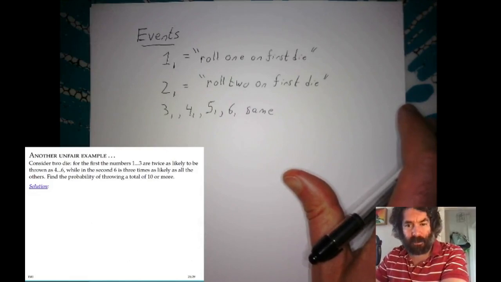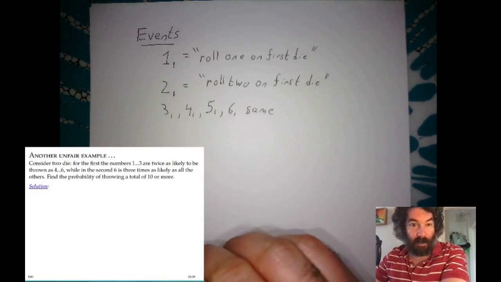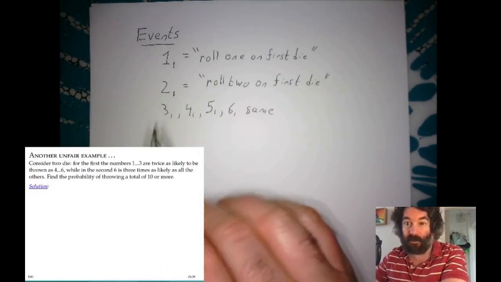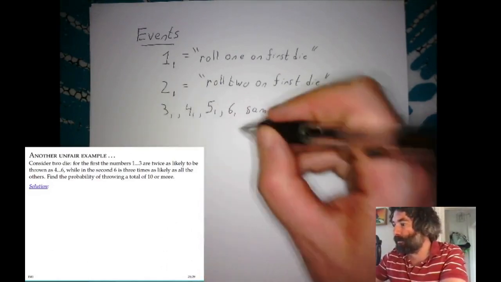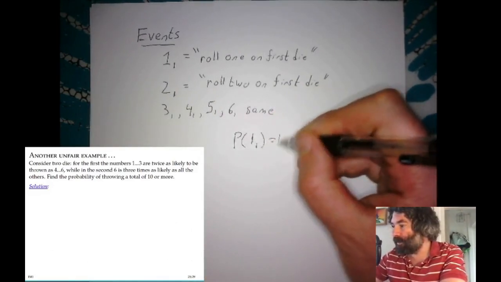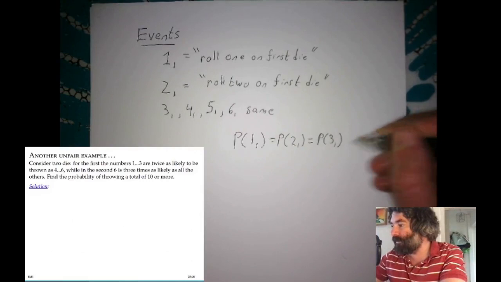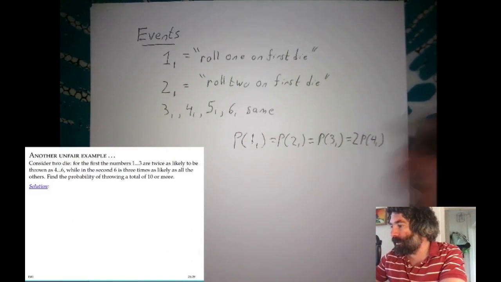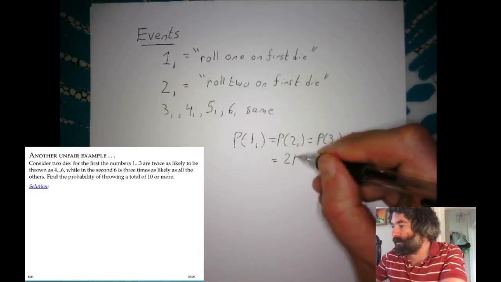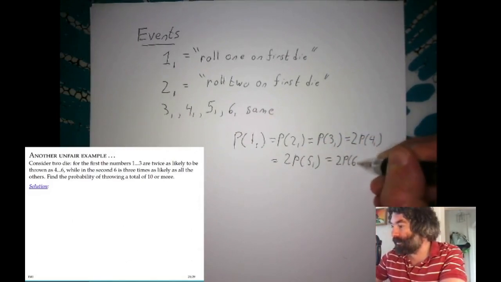Okay, so let's look at what it says in the question. The probability of rolling the numbers 1 to 3 are twice as likely as the numbers 4 to 6. And so, for example, the probability of rolling a 1 on the first die is the same as the probability of rolling a 2 on the first die, the same as the probability of rolling 3 on the first die, and that's equal to 2 times the probability of rolling 4 on the first die, and also equal to 2 times the probability of rolling 5 on the first die, and 2 times the probability of rolling 6 on the first die.